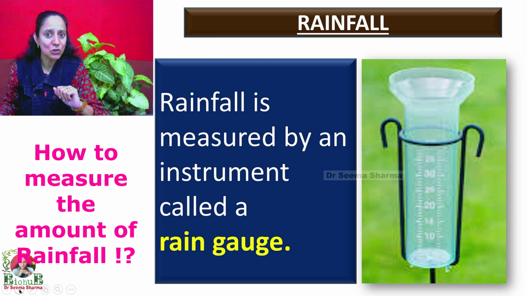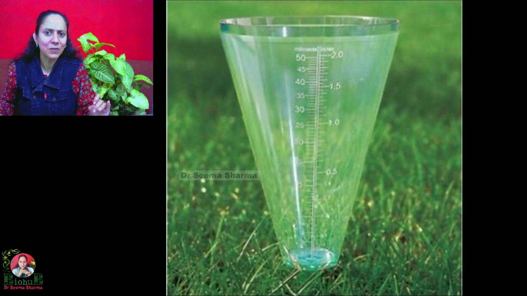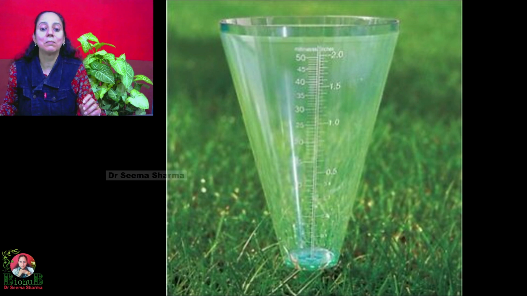So now my students also know that for measuring the amount of rainfall, we have one instrument and it's called a rain gauge. Students, now let's see how rainfall is measured with the help of a rain gauge.